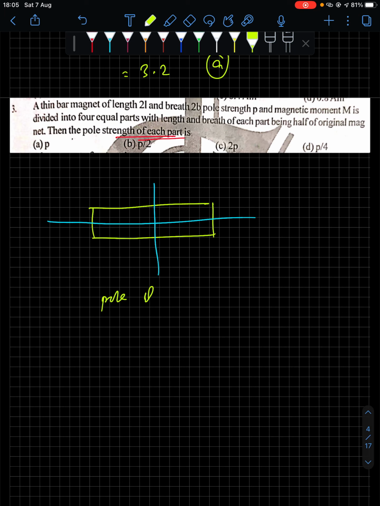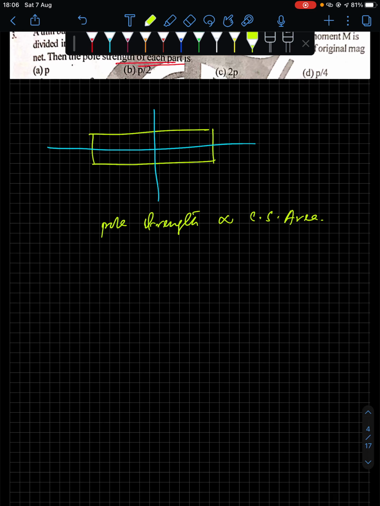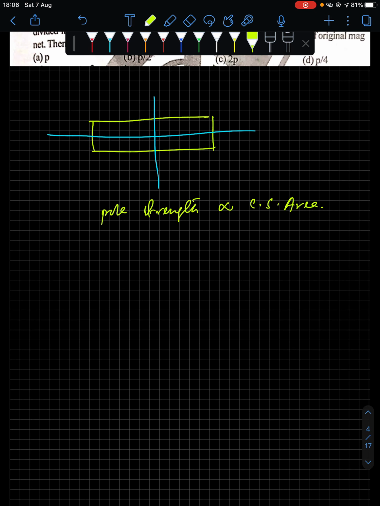Now always know that pole strength is proportional to cross section area. Since you are cutting it in such a manner that the length is getting split into two equal parts, look at the cross section. The cross section is also getting divided into two equal parts. Therefore the pole strength for each part will be p by 2. P by 2 is the answer, option number B.